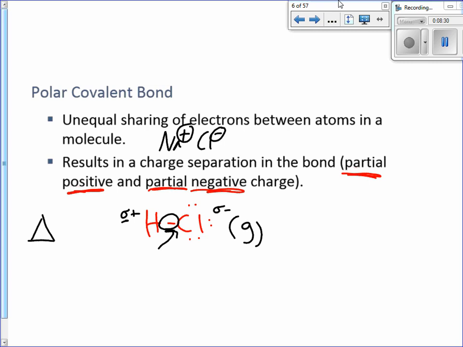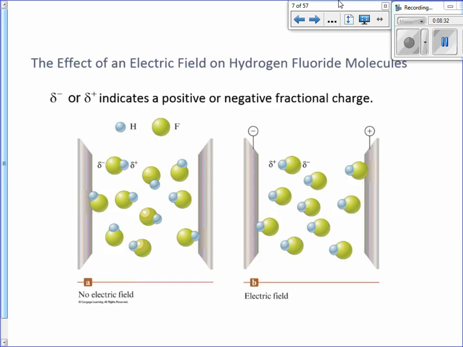So let's look at what happens if you were to stick a polar molecule between two plates, okay, and run an electric current through it. As you see, they're going to line up by their charges here. This is hydrogen fluoride. Once again, in the gaseous form, because if it was in liquid, it'd be hydrofluoric acid. So we know which side is partially negative, which one should be? Fluorine, because it's the most electronegative element on the table.